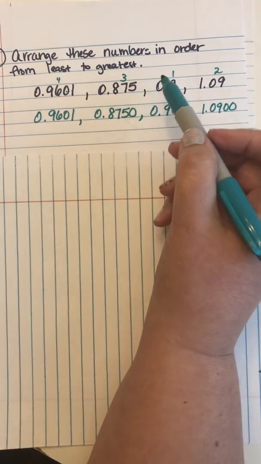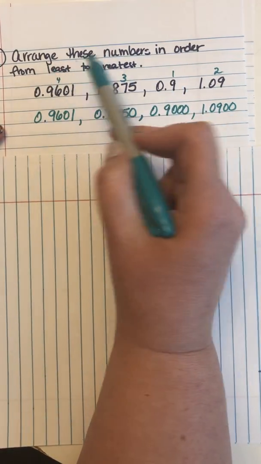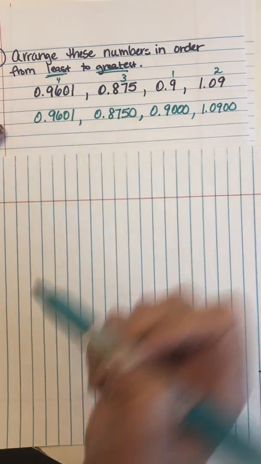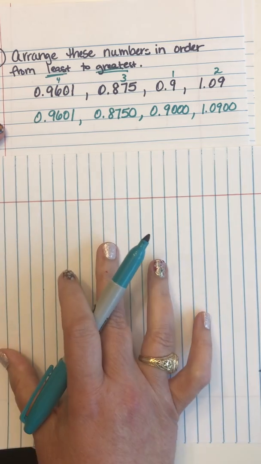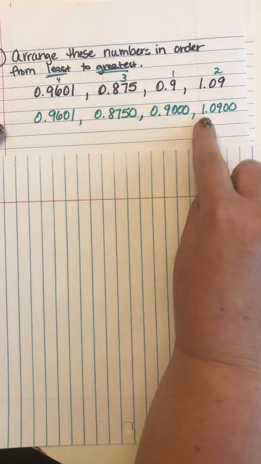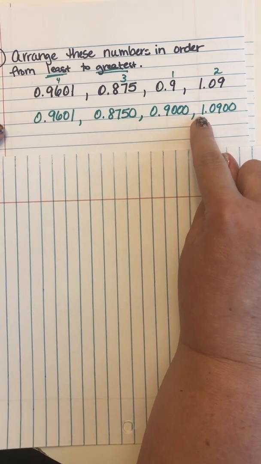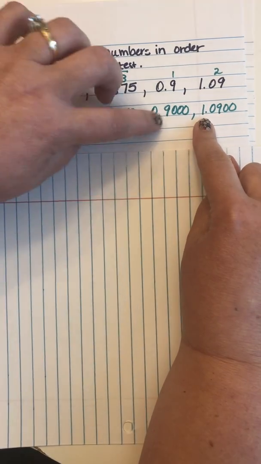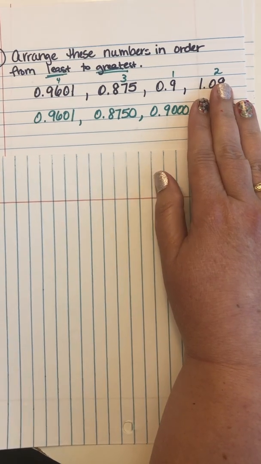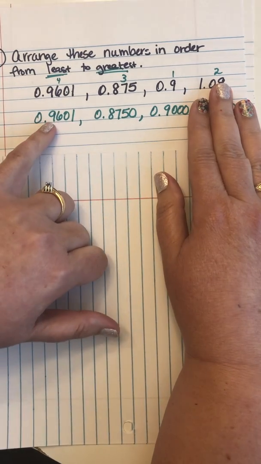First, I want to make sure and read my instructions again. Arrange these numbers in order from least to greatest. Okay? So I want to look for what is the smallest first. Well, this one has a 1, so it has a whole number in it, where these guys don't. So I know that's not my smallest. I'm not going to work with that first. So I'm just going to cover him up. And I'm going to compare.